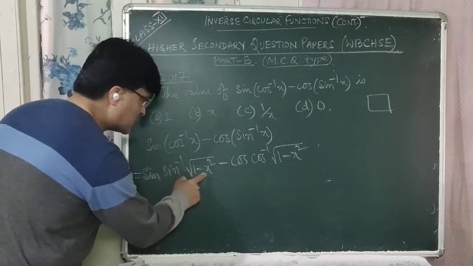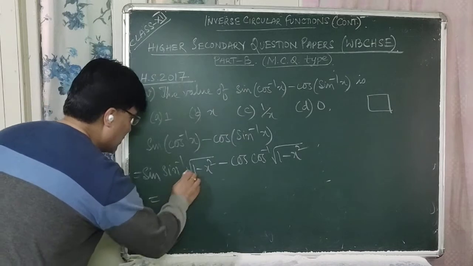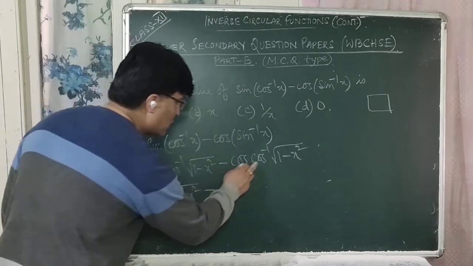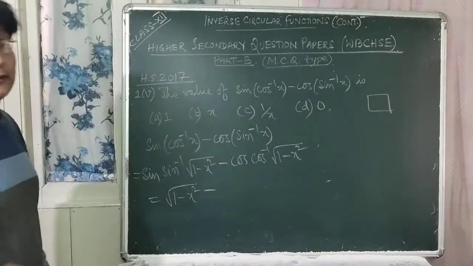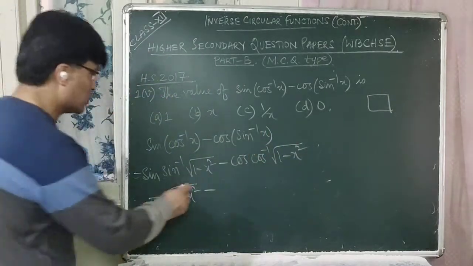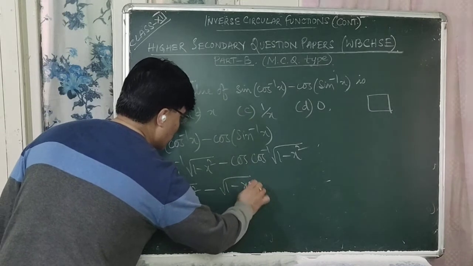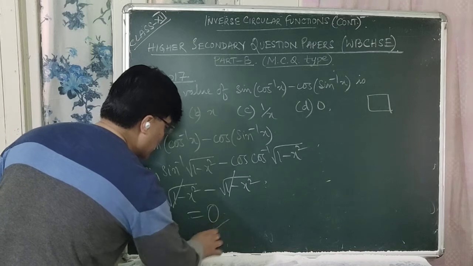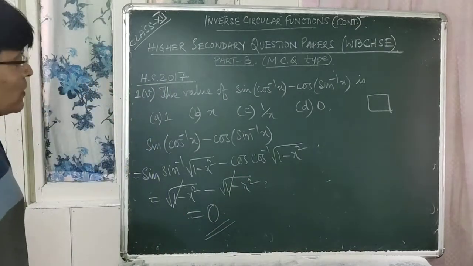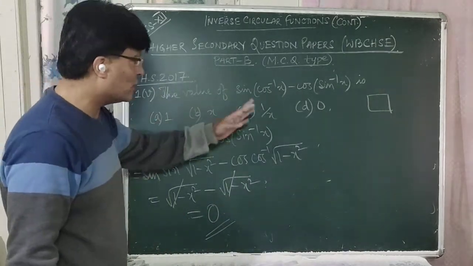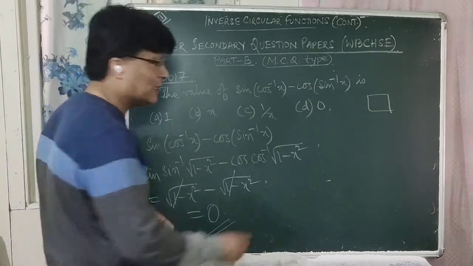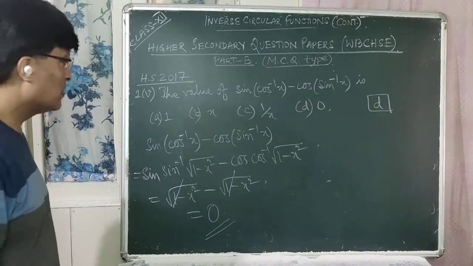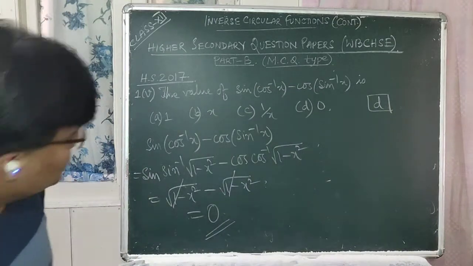So what is sine inverse x? It is x. So you have to write only root over 1 minus x square minus, what is cos inverse root over 1 minus x square? Cos inverse will be cancelled. So what do we get? Root over 1 minus x square. Both of these will be cancelled, which is equal to 0. So 0 is the answer. So which is the correct option? A, B, C or D? Oh, it is D. So you should write here D option. Is that clear? Now let's do the next question.